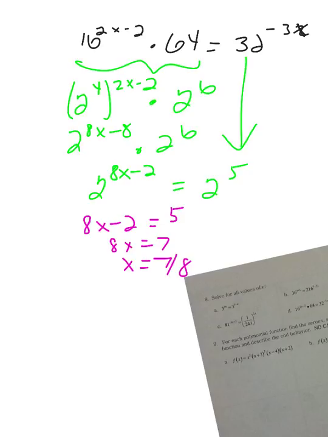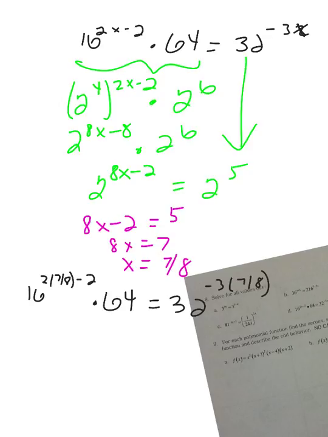And now we need to check it. All right, so I have 16 raised to the 2 times 7/8 minus 2 times 64. Does that equal 32 raised to the negative 3 times 7/8? All right, let's check it.